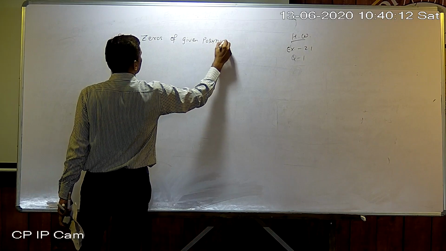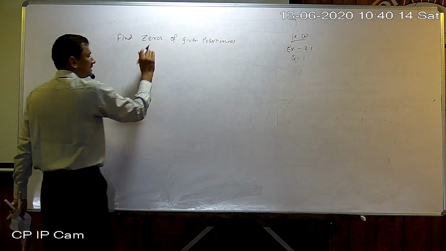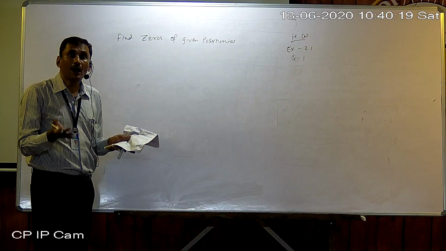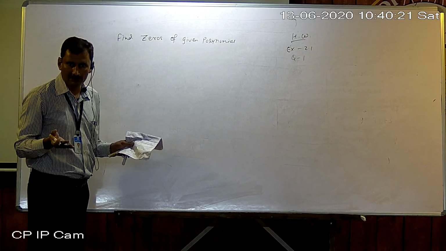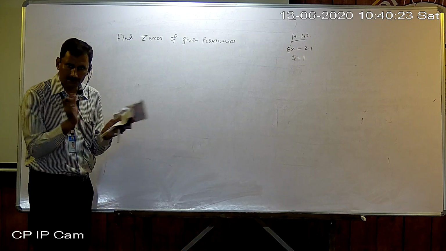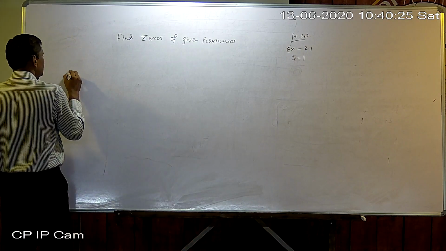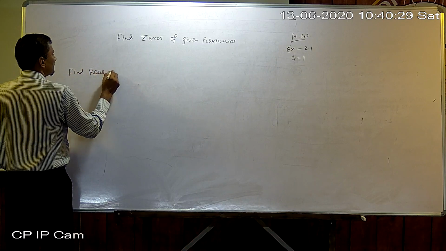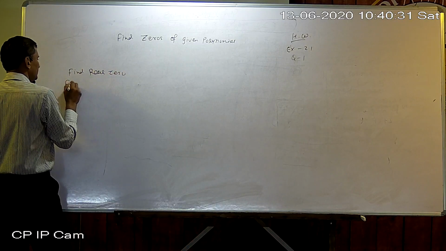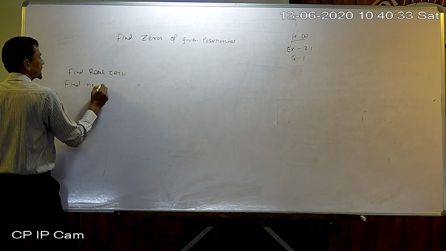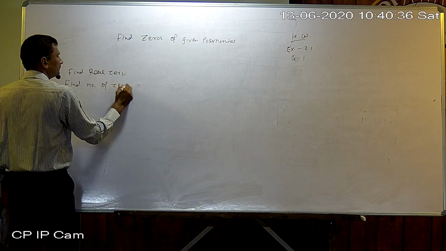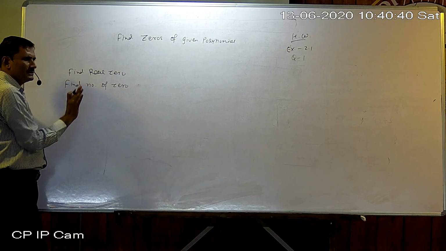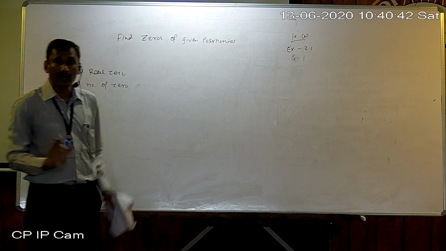First of all, understand the question. They are asking to find real zeros and the number of zeros. Real zeros means the value of x, and number of zeros means how many values. Understand it with the difference between both of these. Real zero means value of x. Number of zeros means what the value of x is not important, but how many values of x, that is important.